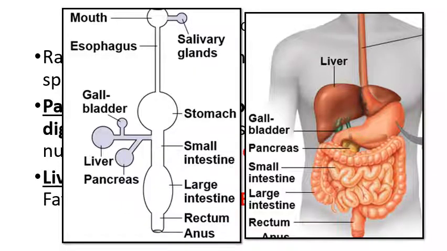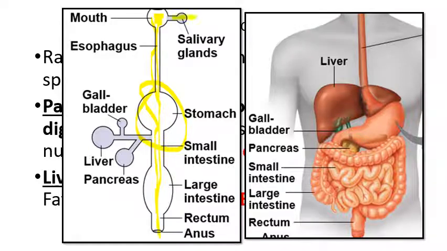This is a schematic diagram of the digestive system. So instead of showing you the anatomical pictures, I'm just showing you kind of a circuit diagram. So here we have the alimentary canal consisting of the mouth, the esophagus, the stomach, the small intestine, the large intestine, the rectum, and the anus. It's a single continuous tube. The accessory organs are sending things into that tube.